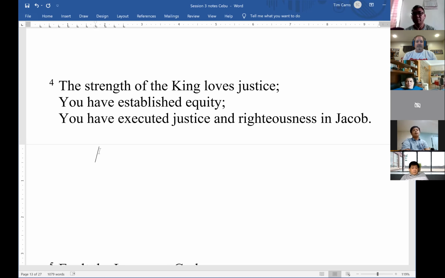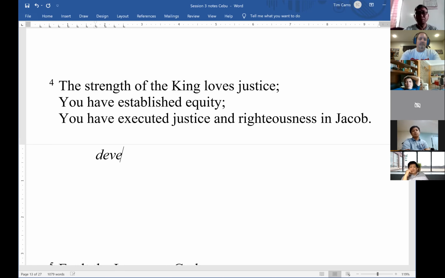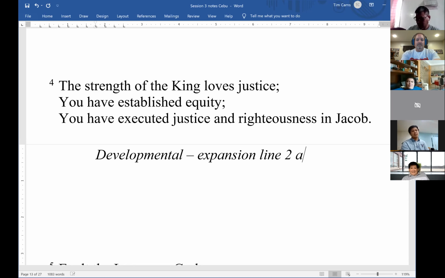I think my answer is synonymous. Okay, if we look at just the first line and the second, do these two lines appear to be synonymous? No, they're pretty different, aren't they? How would you see the second one, developmental? Rex was taking over there. Rex is here. What did you say, Jason? Addition. Addition or expansion, yeah. Okay, that's line 2 adds to line 1.